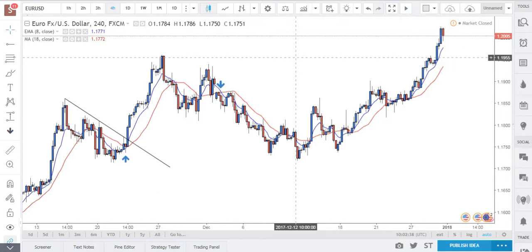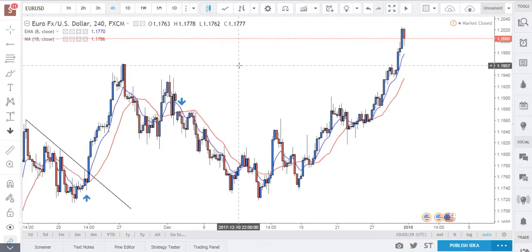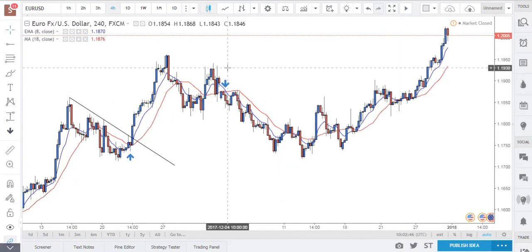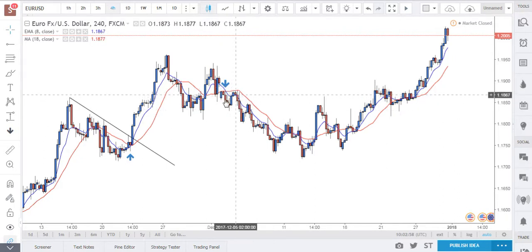So make sure to combine the technical tools. I'm sure the Fibonacci have been covered in previous videos, so go back and watch them and see how to apply them on your chart. So you can see that the moving averages have helped filter this trade right here at this point right here.